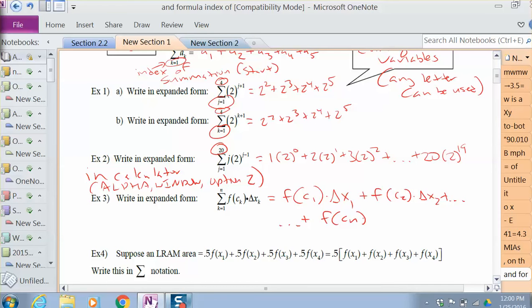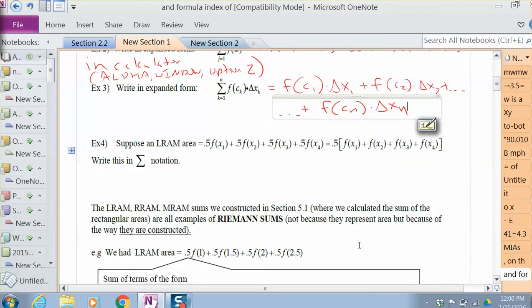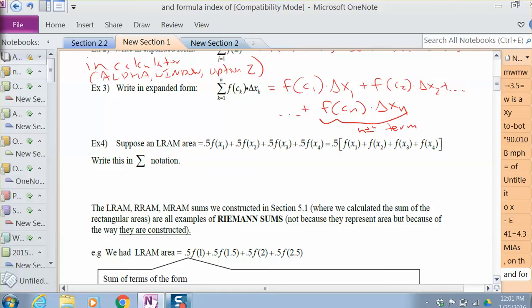We don't know what n is, so I'm just going to say f of cn times delta xn. So that's, again, how we do sigma notation. And this will be vital for what we'll do later on in this section and later on this semester: being able to write sigma notation in that way and being comfortable with subscripts, and realizing that the upper limit is n, so we end with the nth term. So again, this right here is what we consider the nth term of our series.